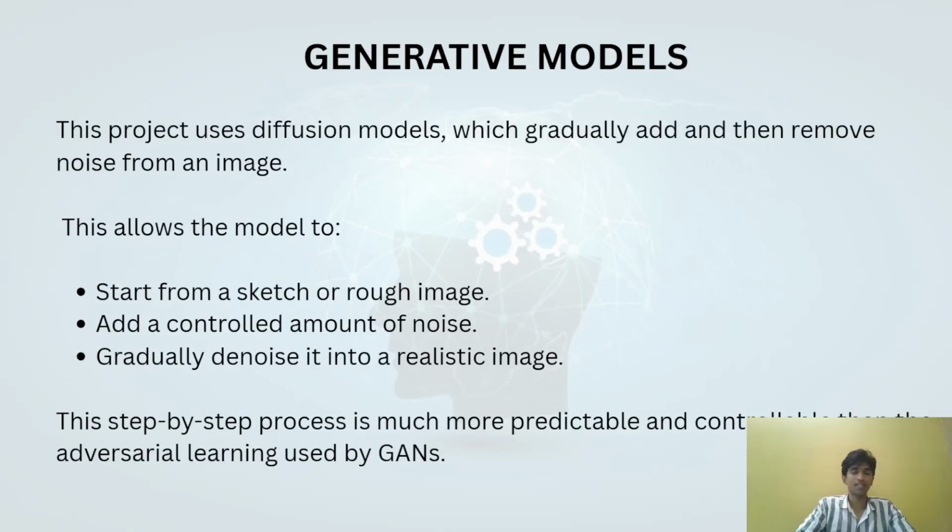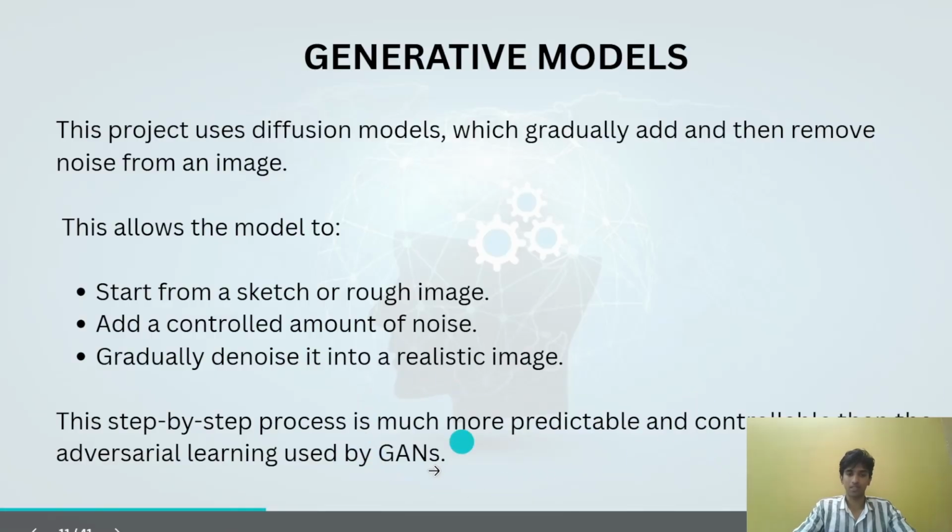And that's exactly the reason behind why I use diffusion models in this project. What these diffusion models do is they add and then remove noise from an image. This allows the model to start from a sketch or a rough image. We can add a controlled amount of noise to it and then gradually denoise it into a realistic image. The process of adding noise, as I explained earlier, is what separates these from generative models.